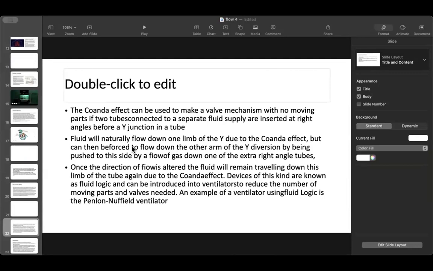Okay, the Coanda effect can be used to make a valve mechanism with no moving parts, if two tubes connected to a separate fluid supply are positioned at right angles before a wide junction in a tube.